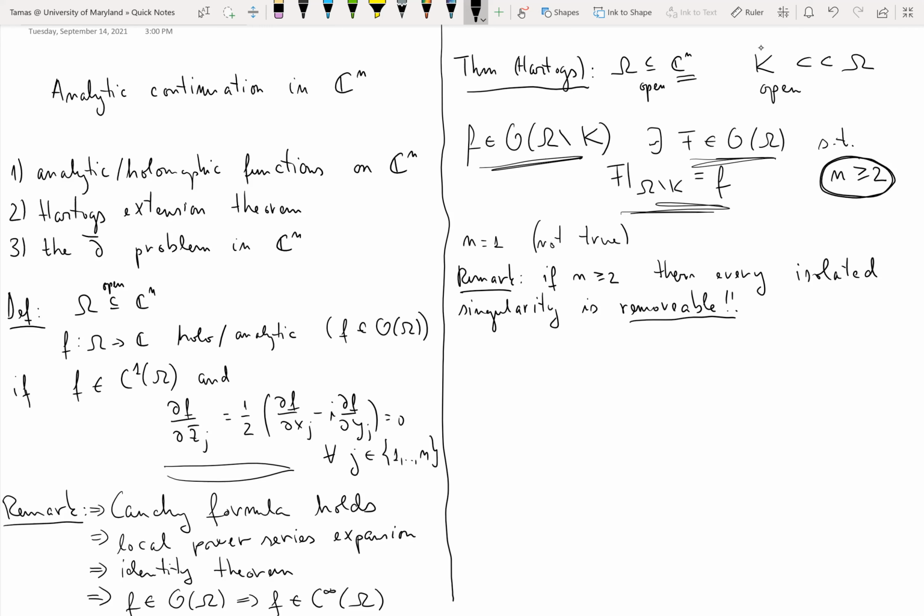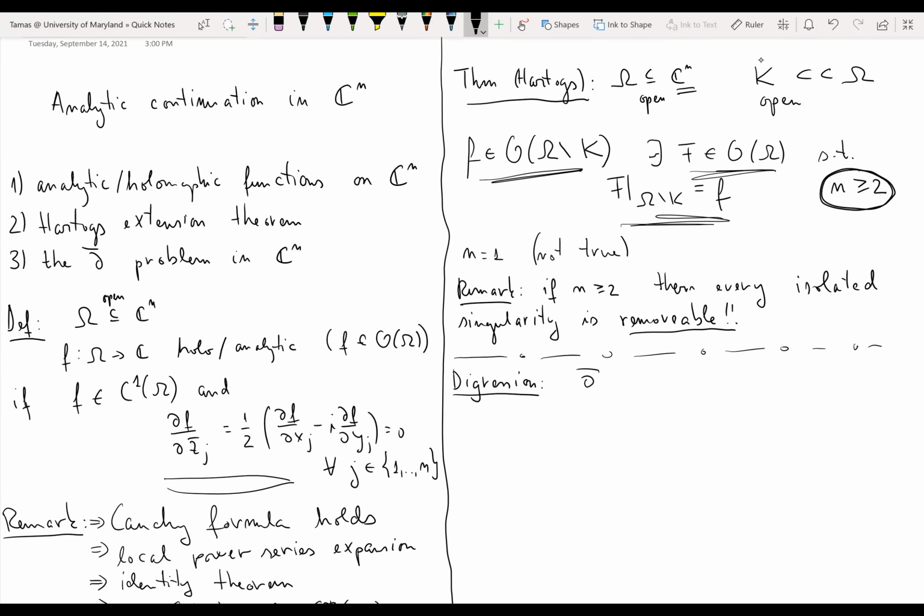Okay, so what sits behind this phenomenon? So the rest of the lecture will focus on giving an argument for this Hartogs theorem. So we need to digress a little bit. So let me start with a digression. And this digression will be, as advertised, the Delbar problem.